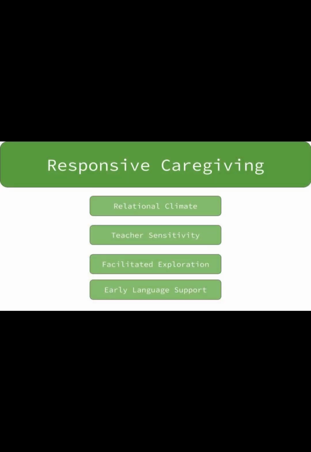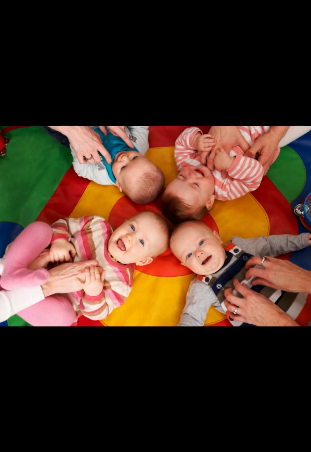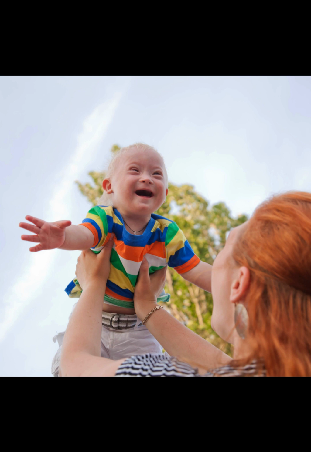The Infant CLASS tool consists of one domain, responsive caregiving, and 4 dimensions: relational climate, teacher sensitivity, facilitated exploration, and early language support. The tool focuses on the effectiveness of classroom interactions among teachers and infants, because it is these daily interactions that promote infants' social, emotional, and cognitive development. Infants thrive when teachers are nurturing and responsive to their needs and provide frequent and engaging opportunities to learn.